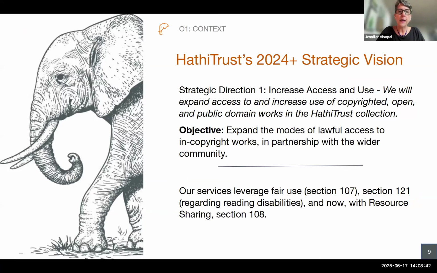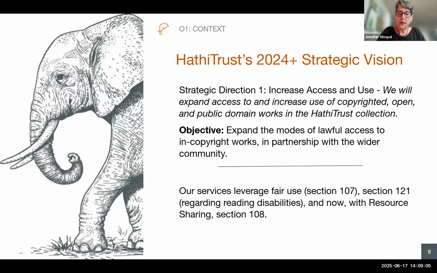In our strategic vision that came out of that conversation and many other conversations about our direction, you can see that we state in our strategic direction that we will expand access to and increase use of copyrighted, open, and public domain works in the HathiTrust collection.